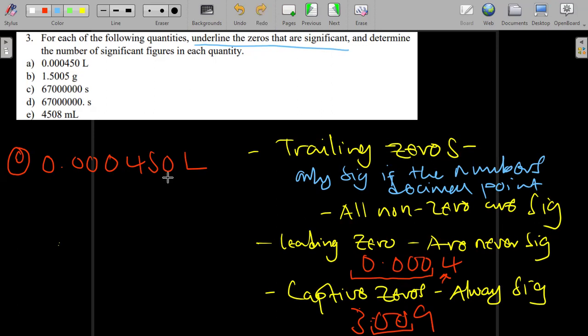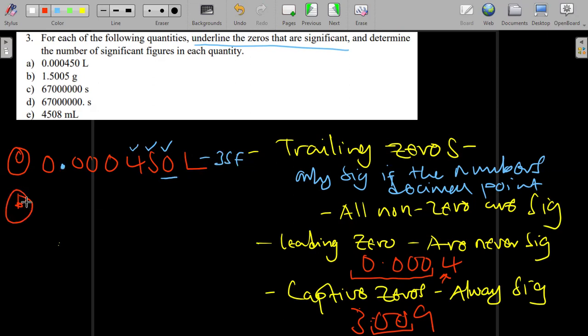Okay, so the only zero that is significant is this one. This one here is a trailing zero, and it's in a number that has a decimal point there. So it means this zero is significant. We have underlined the zero that is significant, and now let's count how many significant figures we have. We just have 1, 2, 3. So we have 3 significant figures.